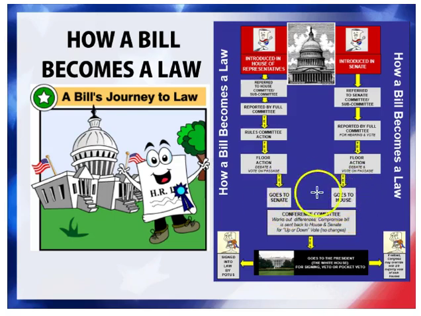Then both versions of this bill go to a conference committee, and that's made up of members of the House and the Senate who are going to work out these differences. They're going to work out the amendments, the edits and the changes, and where the language isn't the same.